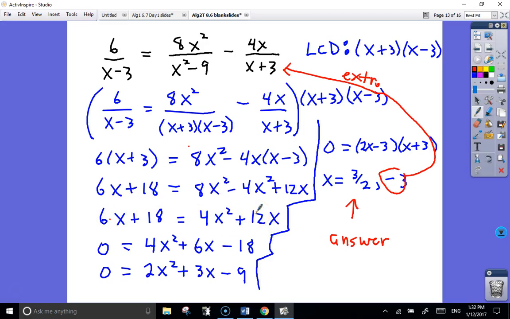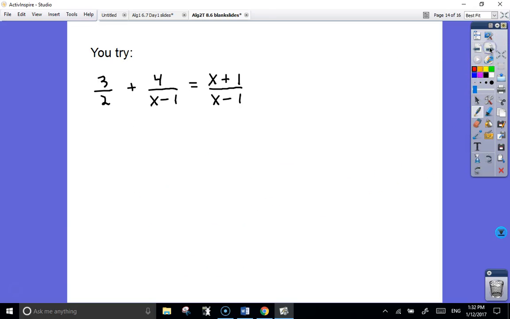So there's just another method. In the end, you could do these problems any way you want. I would probably do it like this. But I think you've got one more to try, and then we're done.